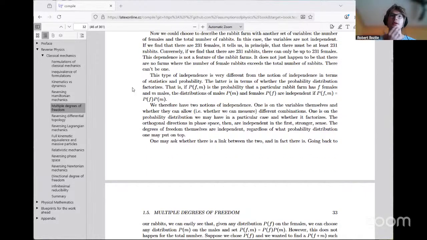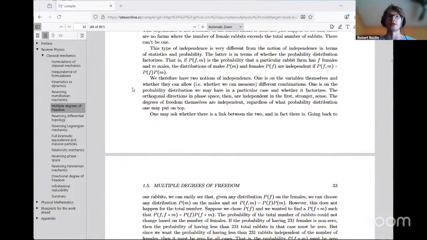This type of independence is very different from the notion of independence in terms of statistics and probability. The latter is in terms of whether the probability distribution factorizes. That is, if P(F, M) is the probability that a particular rabbit farm has F females and M males, the distributions of males P(M) and females P(F) are independent if P(F, M) equals the product of P(F) and P(M).